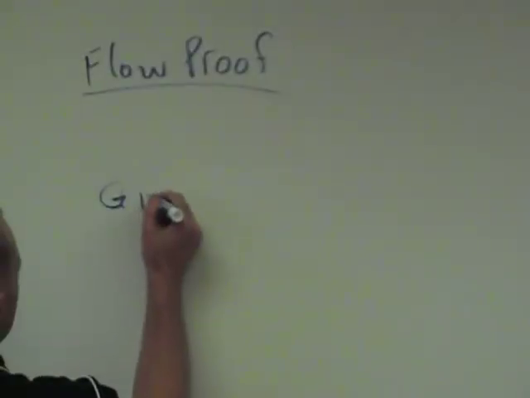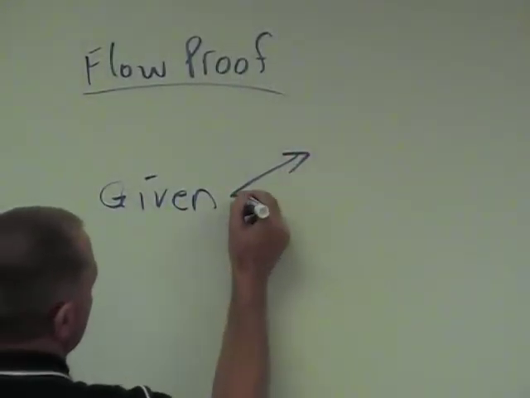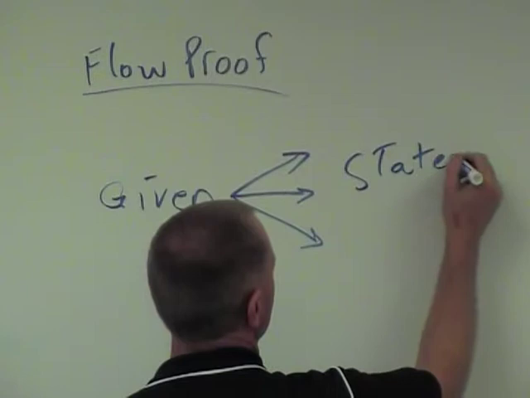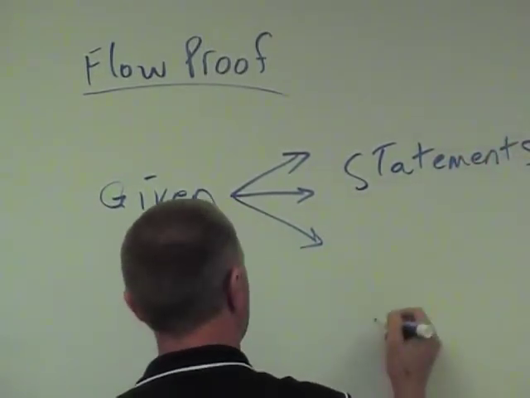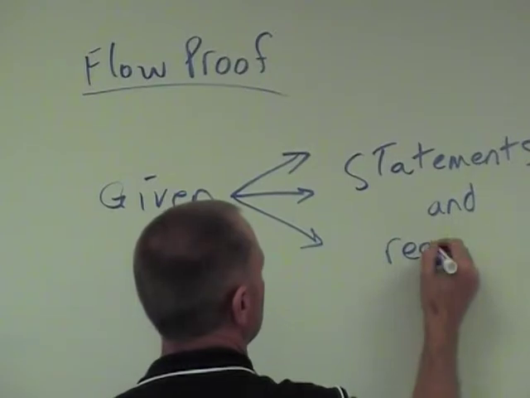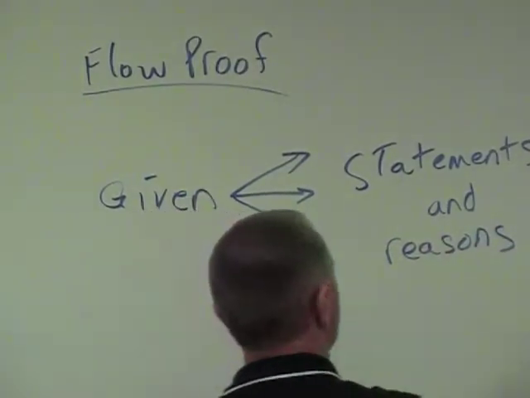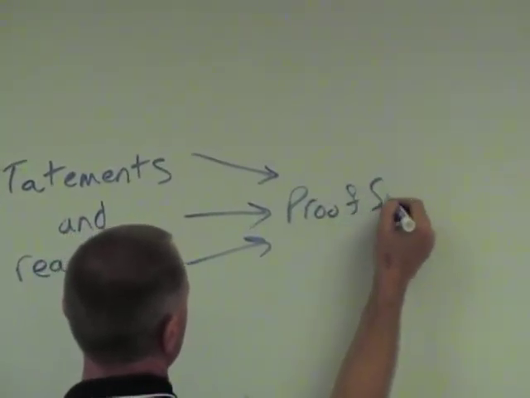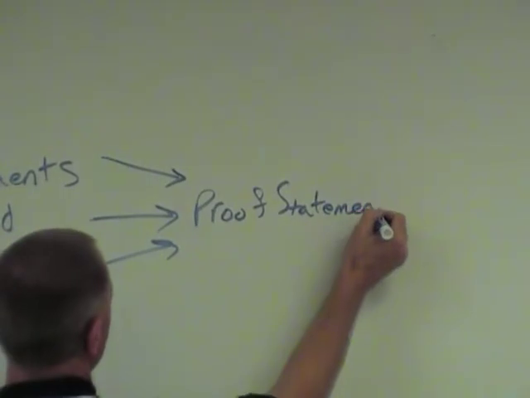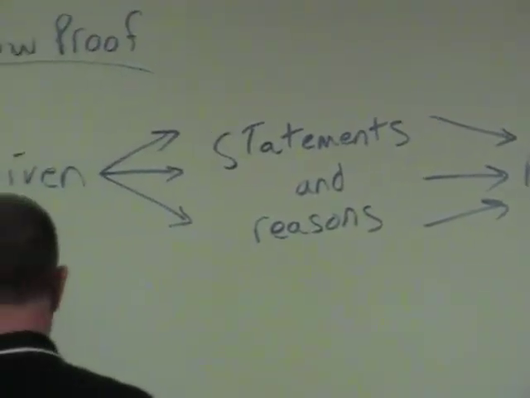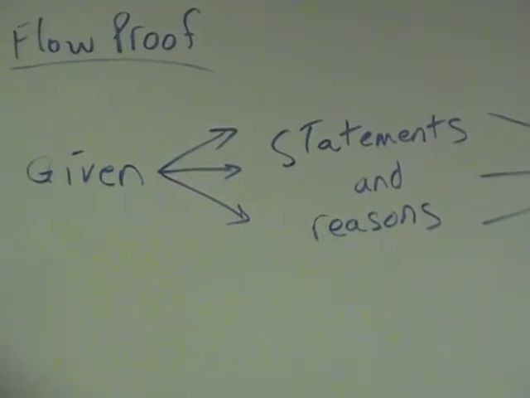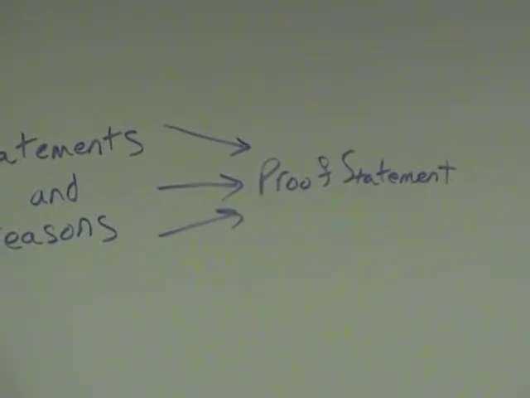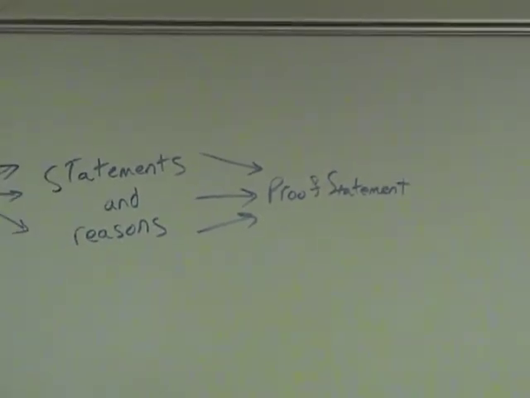What's a flow proof? Start with your given, and draw arrows to your statements and reasons. And those all will eventually point to your proof statement and the reason. Okay?